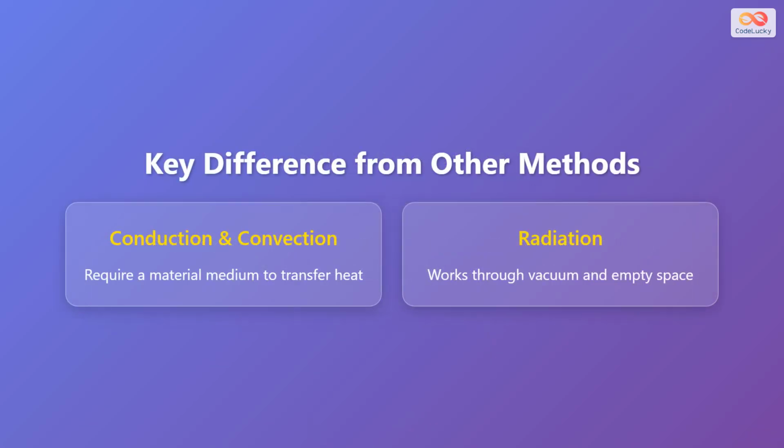Here's what makes radiation fundamentally different from the other heat transfer methods. Conduction and convection both need a material medium, whether solid, liquid, or gas. But radiation works perfectly through vacuum and empty space, which is why heat from the sun can reach Earth.